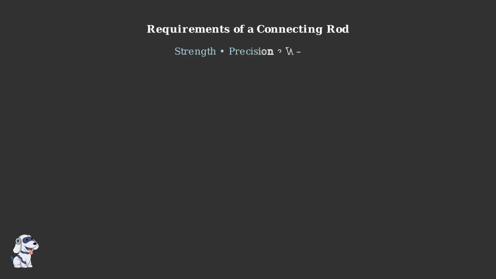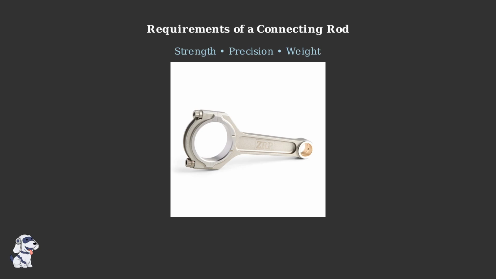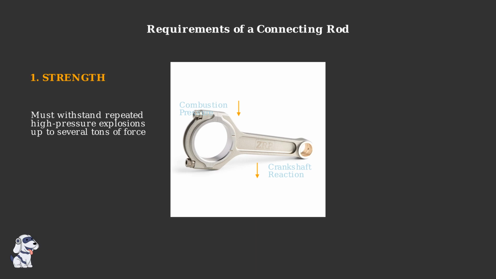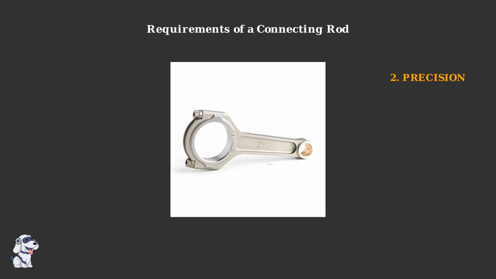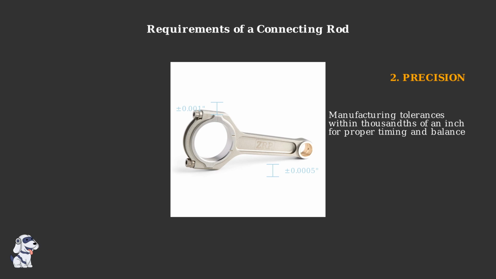Connecting rods are precision-engineered components that must meet three critical requirements to function effectively in an engine. These requirements are strength, precision, and weight optimization. First, connecting rods must possess incredible strength. During each combustion cycle, they experience tremendous forces from high-pressure explosions in the cylinders, often exceeding several tons of force. Second, connecting rods require extreme manufacturing precision. Tolerances must be maintained within thousandths of an inch to ensure proper engine timing, balance, and smooth operation.